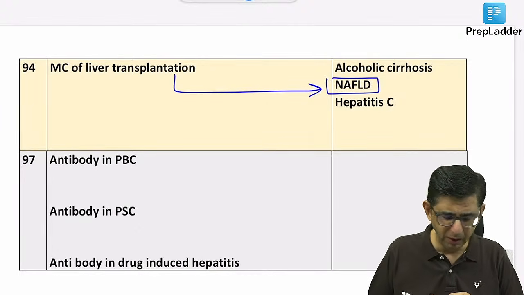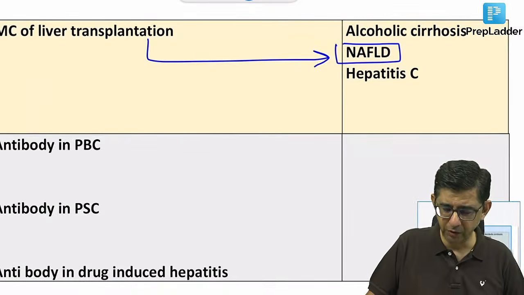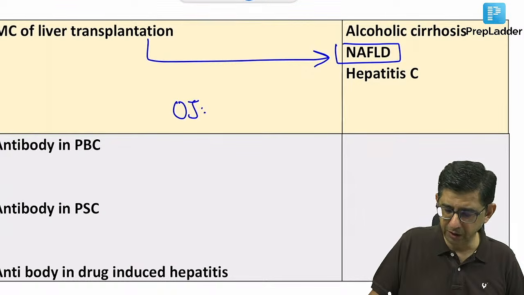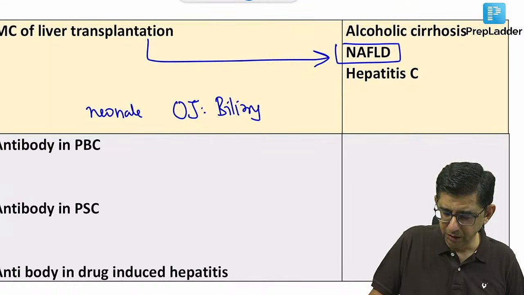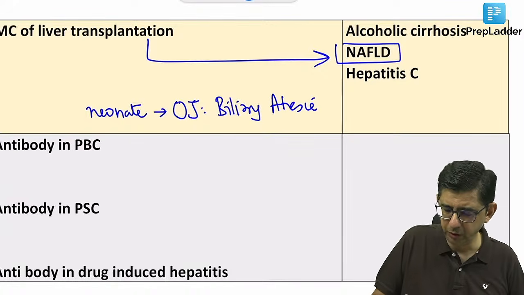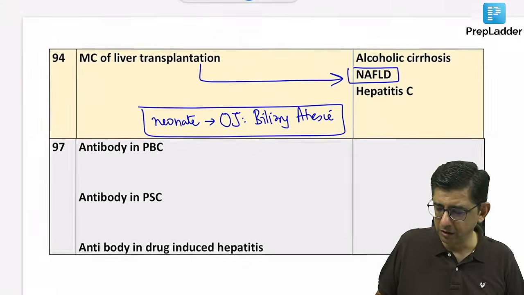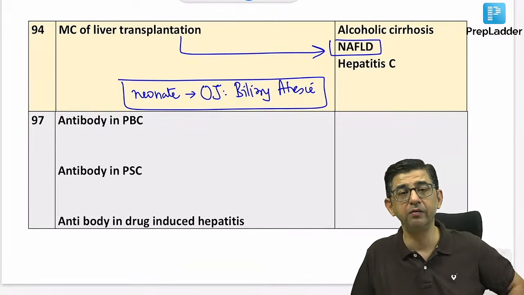people. Biliary atresia, doctor, biliary atresia is a cause of obstructive jaundice. If a question asks for the leading cause of obstructive jaundice in a neonate, then the answer is biliary atresia, for which we will do a HIDA scan and then a Kasai procedure. But yeah, it was alcoholic earlier and now it is non-alcoholic fatty liver disease.